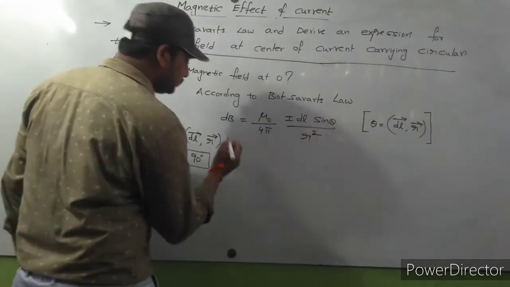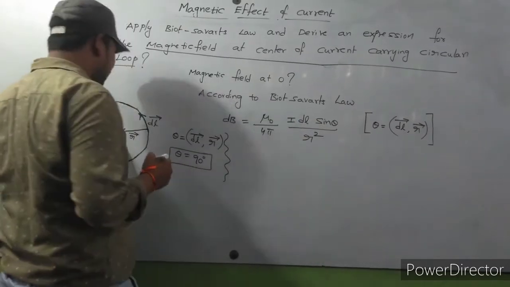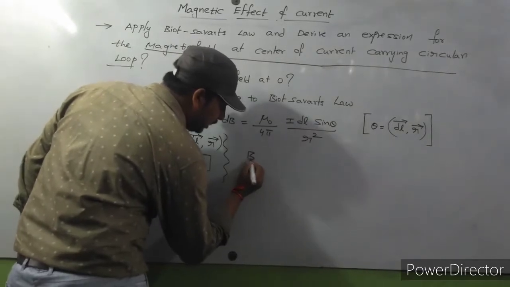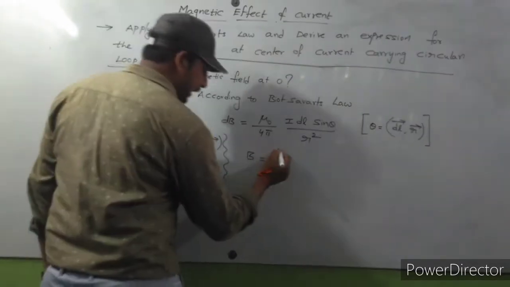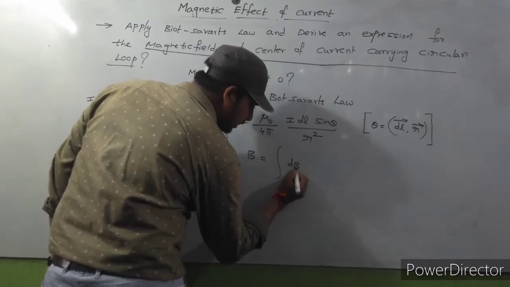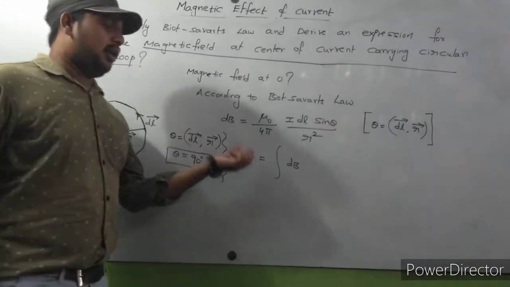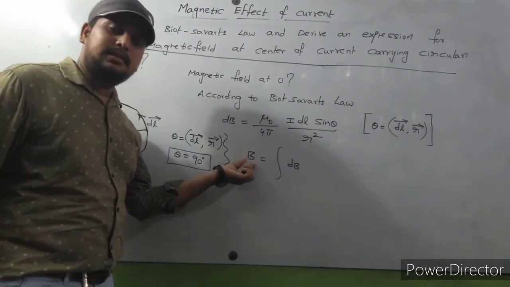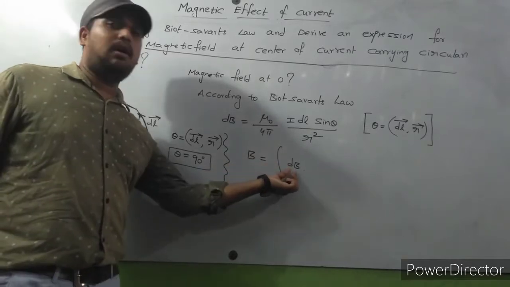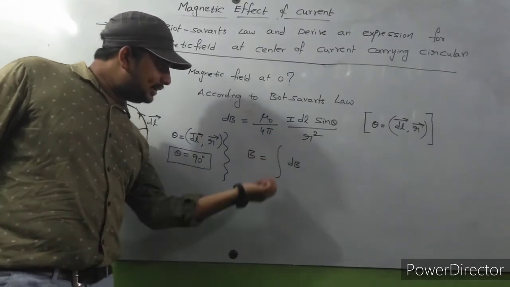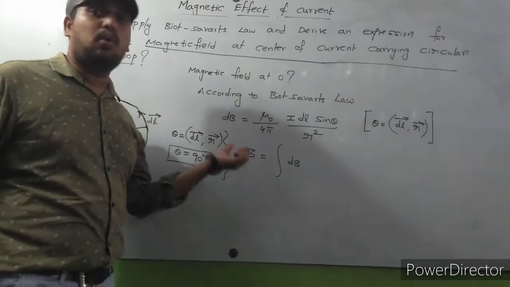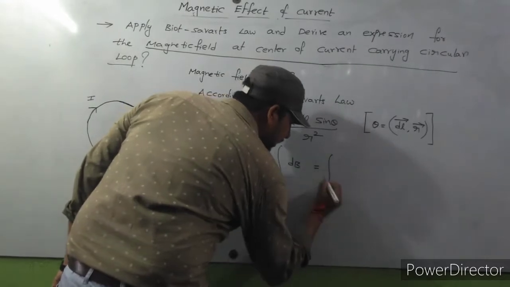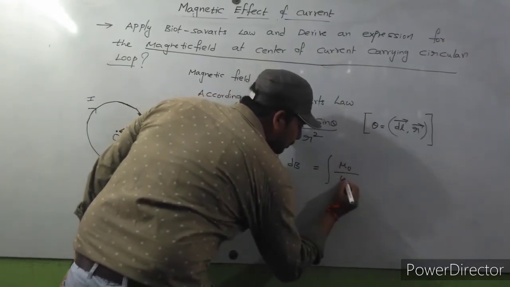Now substitute here. I want the magnetic field at O. The total magnetic field at O is equal to the integration of dB. I already told, for finding total magnetic field, we consider a small magnetic field dB and integrate it, and we will get the total magnetic field. So what is the dB value here? According to Biot-Savart's law, dB means, as we already know, mu naught by 4 pi.